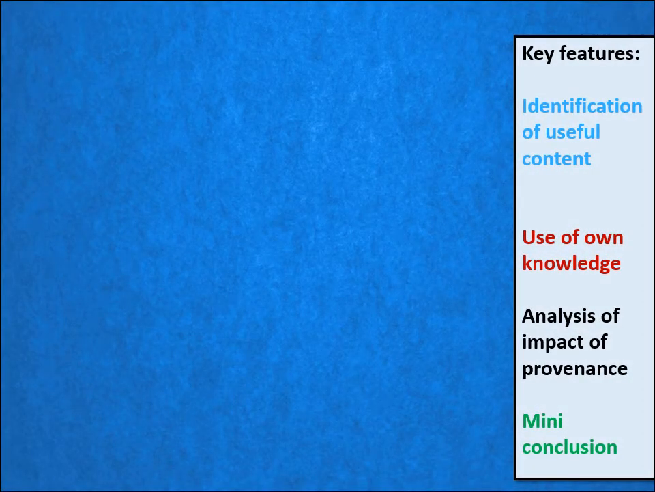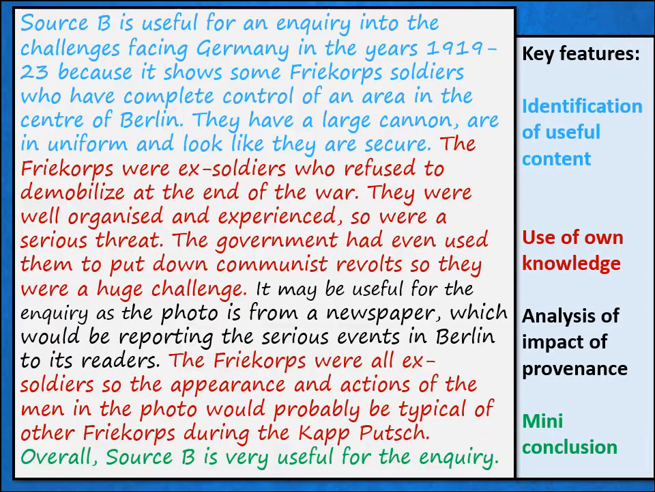Maybe to help us to identify these key features, here's a coloured version of that paragraph. And you can see the first half of our answer again is content from the source developed with our own knowledge. The second half of the answer is the analysis of the impacts of provenance developed with our own knowledge, and then a very short summary sentence at the end there.